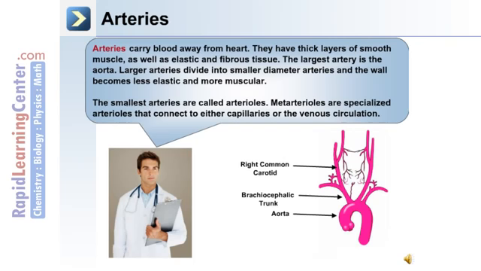Arteries have thick layers of smooth muscle as well as elastic and fibrous tissue. The largest artery in the body is the aorta. As larger arteries divide into smaller diameter arteries, the wall becomes less elastic and more muscular. The smallest arteries are called arterioles. Meta-arterioles are specialized arterioles that connect to either capillaries or the venous circulation.